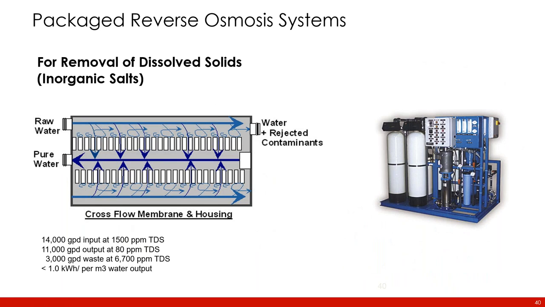I was really proud of the fact I found you can buy these packaged, a package that has 14,000 gallons per day input and 11,000 gallons per day output. You could buy that on a skid for $50,000, which was a great value. The energy content of this water is basically less than 1 kilowatt hour per cubic meter of water input. And when you look into that, that is approximately equal to the pumping energy that is put into your city water to get it to your site. So this is not a huge additional energy cost.